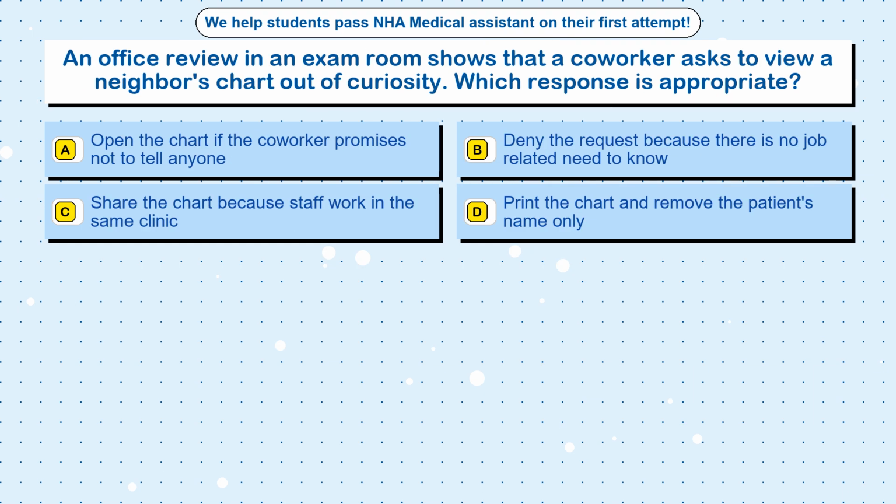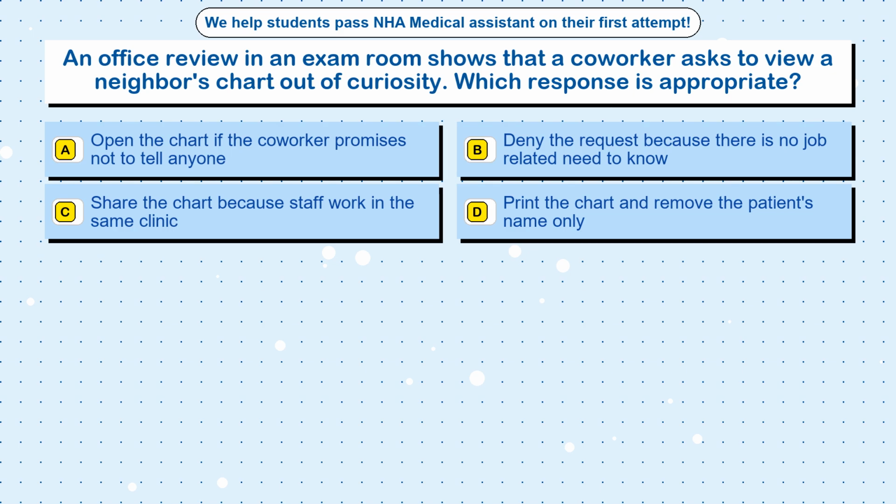Question 23. An office review in an exam room shows that a coworker asks to view a neighbor's chart out of curiosity. Which response is appropriate? Option A, open the chart if the coworker promises not to tell anyone. Option B, deny the request because there is no job-related need to know. Option C, share the chart because staff work in the same clinic.